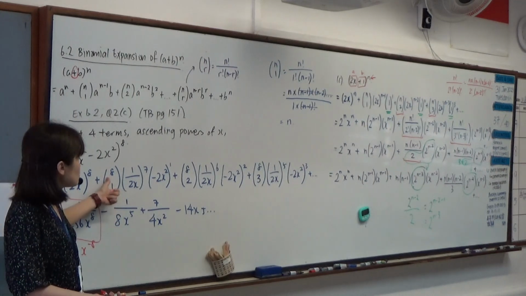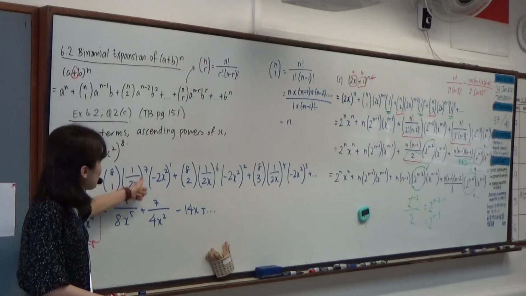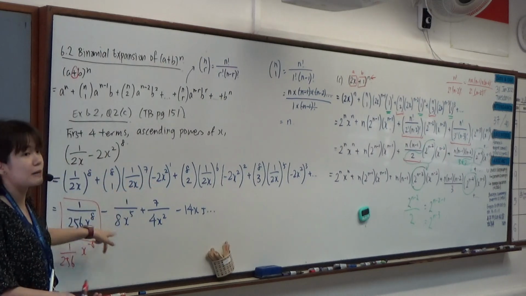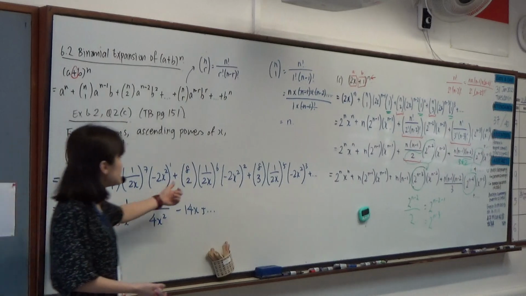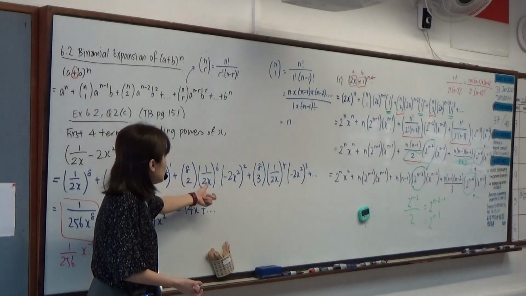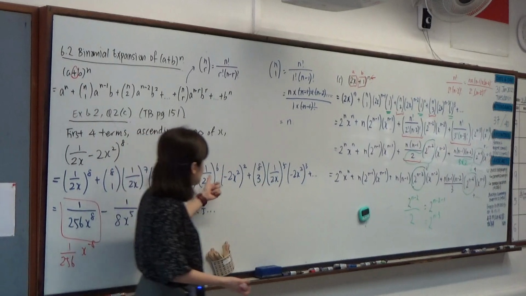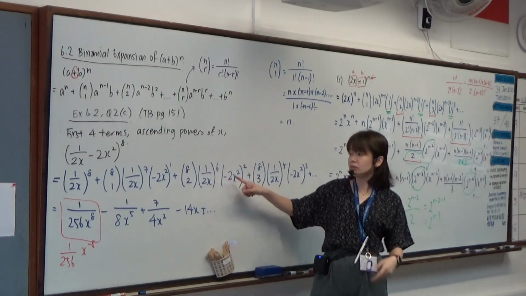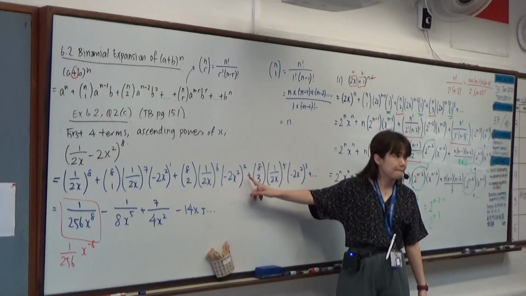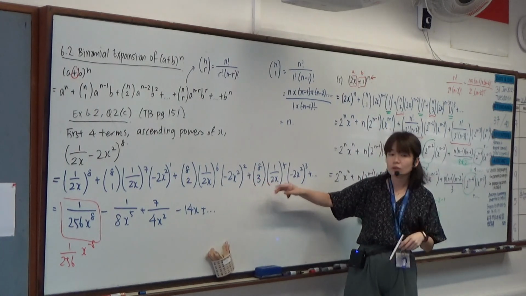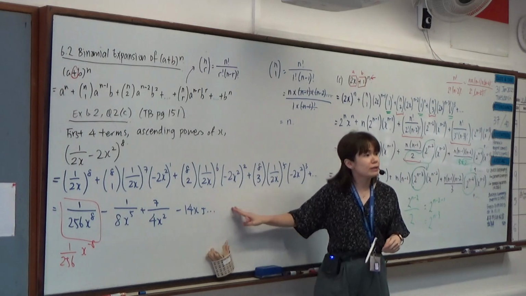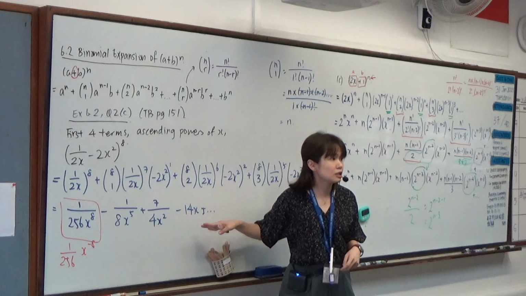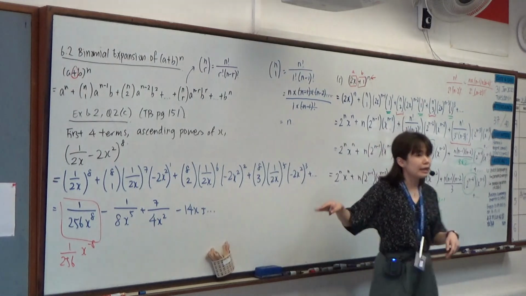So 8 choose 1 times 2 to the power negative 7, because they are in the denominator, times negative 2, you get this part. Likewise for this, 8 choose 2 times 2 to the power negative 6, or you can times 1 over 2 to the power 6 also, then times negative 2 squared. I just want you to make sure you check that your answers eventually arrive at this stage. Any questions?